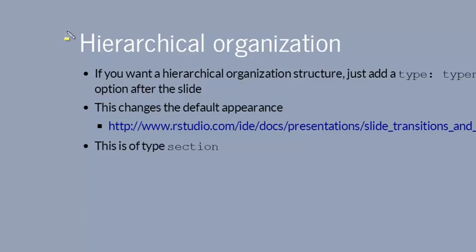RStudio Present has a nice built-in hierarchical organization tool. There's several types, like section, subsection, that sort of thing. So right after a slide, if you do the kind of YAML type code that says type equals type name, I'm sorry, it's getting truncated a little bit here, but if you do type equals type name, then it'll create the slide style for that level of organization.